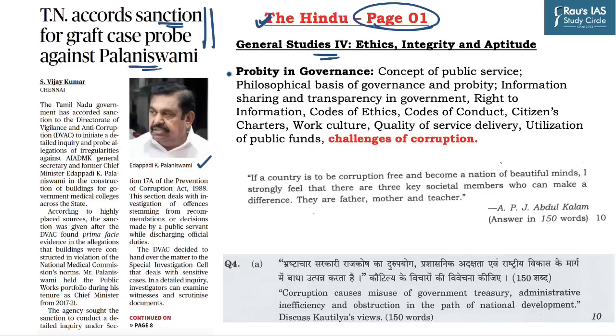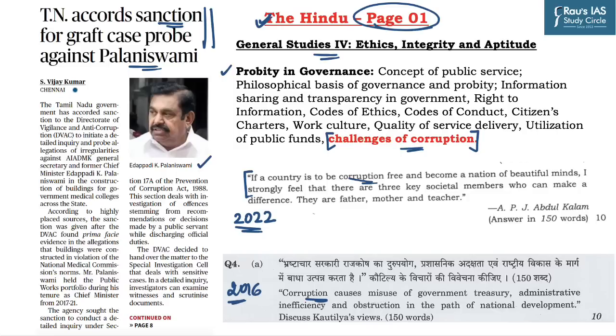This article comes under the topic of corruption, which is directly mentioned in the GS paper 4, where you can find it in probity in governance. The sub-theme is challenges of corruption. So, this area becomes important for our discussion. In the 2022 UPSC mains exam, a direct question on corruption was asked in the GS paper 4. And similarly, in 2016, a direct question on corruption was asked. So, it is an important area from which UPSC repeatedly asks questions.